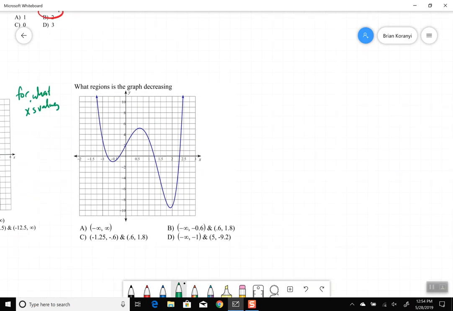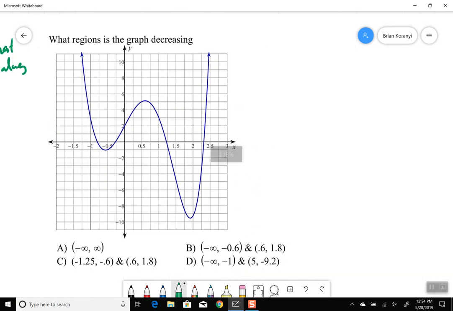For what regions is the graph decreasing? So again, for what x values, as I read from left to right, is this graph decreasing? Well, as I read from left to right, it's decreasing up to there. Then it goes uphill. Then right here again, starting over, it's decreasing up to this point. Up there. So there's a region right here.